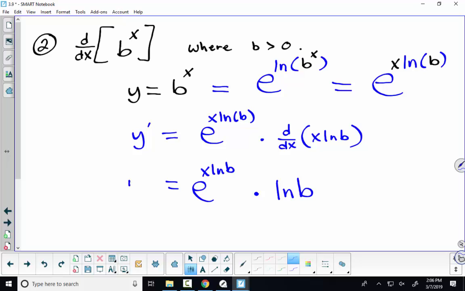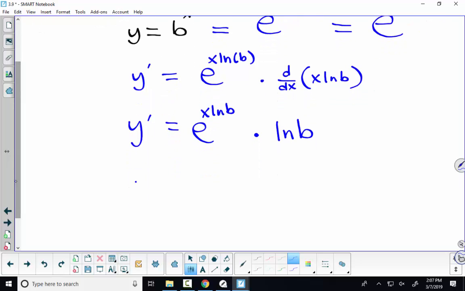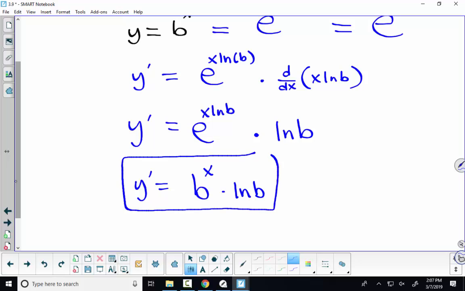So there's y prime. It's kind of funky in how it's written. What is e to the x ln of b equivalent to? b to the x, right. e to the x ln b is this, which is this, which is this. But really, that's not the one we want to think about, because that's missing the chain rule. We want to think about the one that does involve the chain rule.